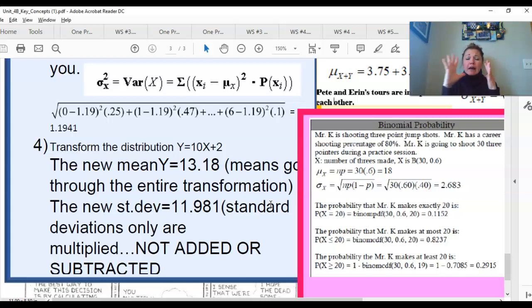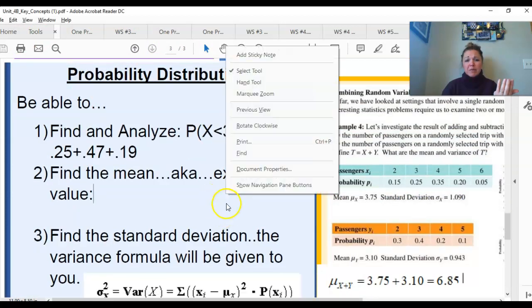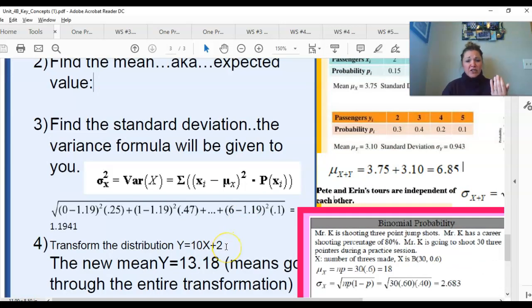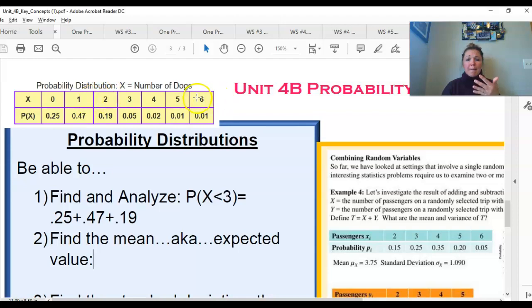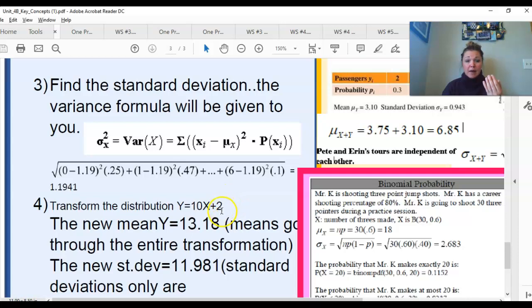Okay, without going too much into it, let's just say we have this X distribution up here, and we want to transform it for whatever reason. We want to multiply everything by 10 and then add 2. You do not need to take every observation up here and multiply it by 10 and add 2. All you need to do is take that mean, the mean of 1.19, because that's what I told you it was before, and multiply it by 10 and add 2. The mean, the center, goes through the entire transformation.